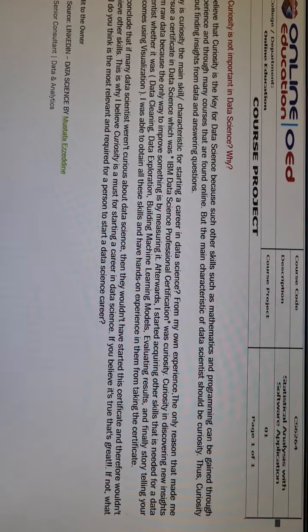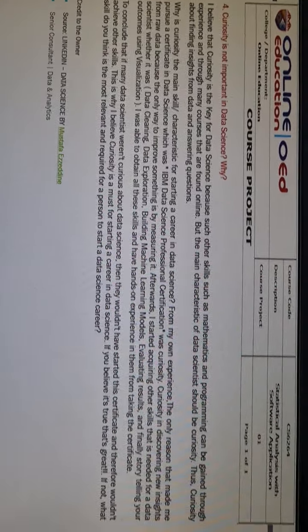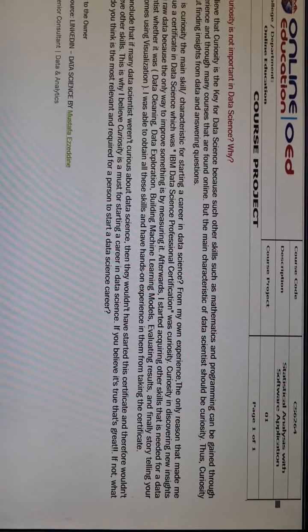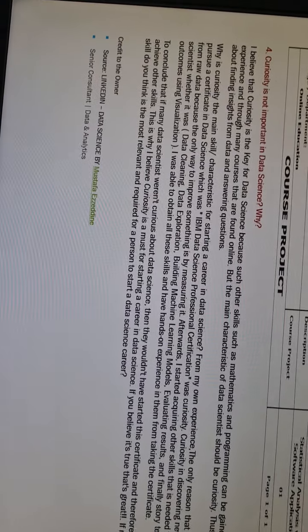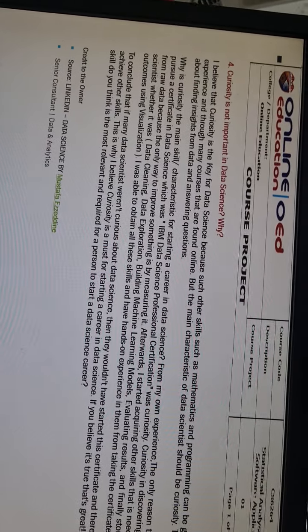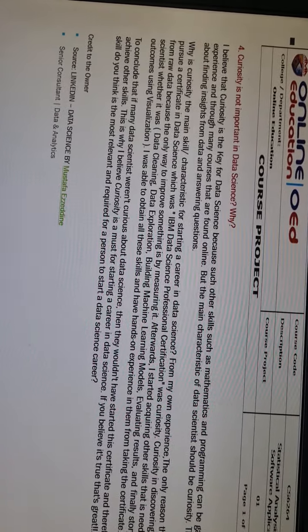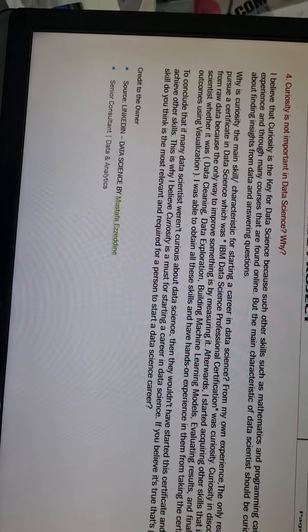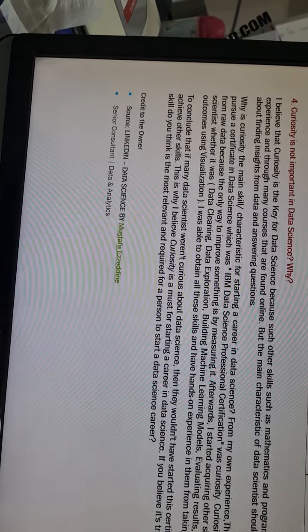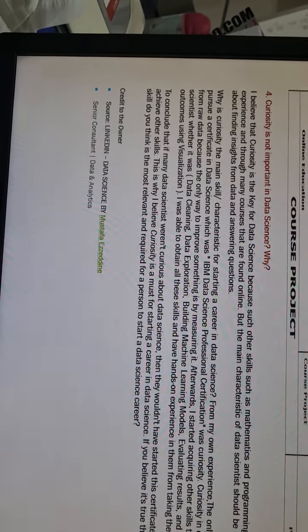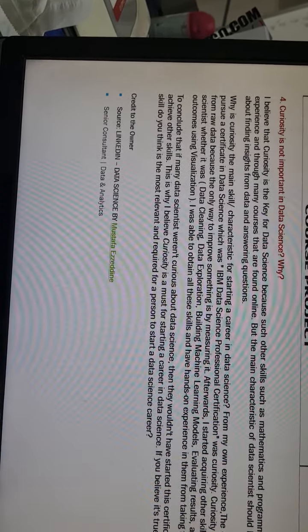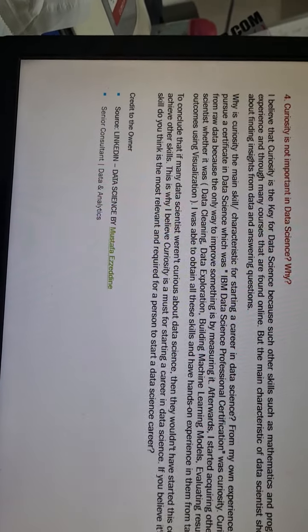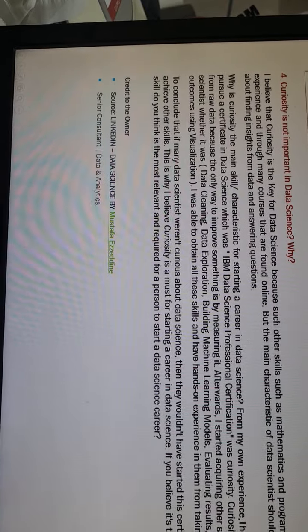So I believe curiosity is a must for starting a career in data science, and it's also important as a skill in order to actually study and learn data science effectively. And I would like to give credit to the owner from whom I got this information, the LinkedIn Data Science post by Mr. Mustafa Isidin. Okay, he's a senior consultant for data analytics.